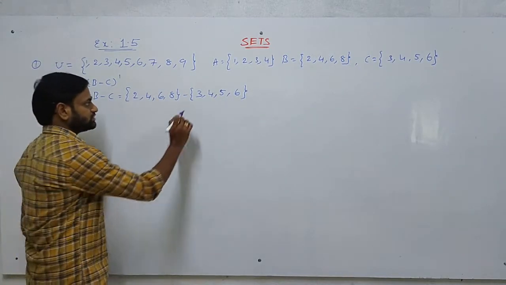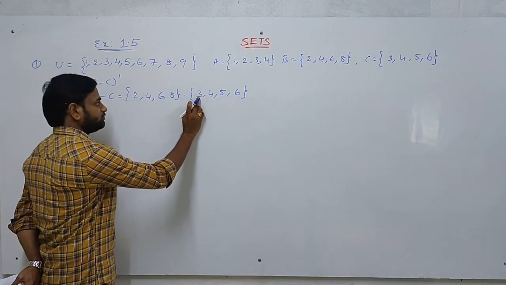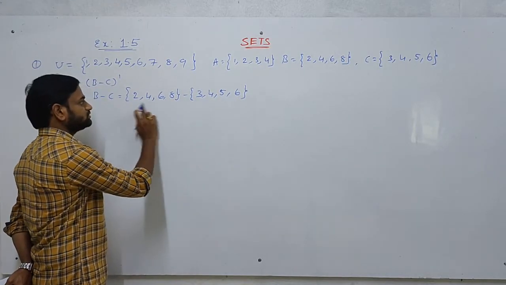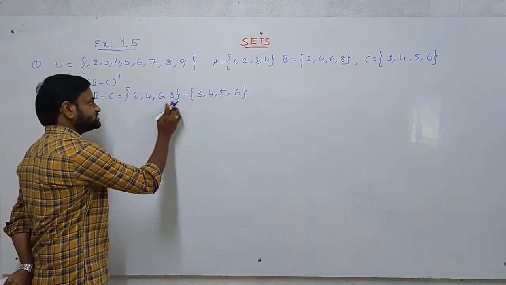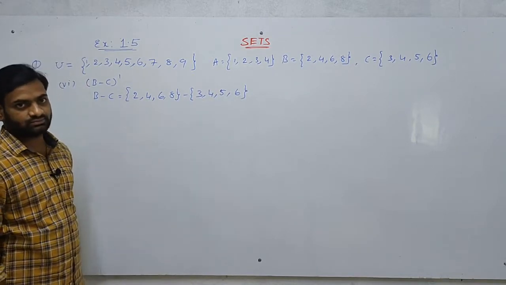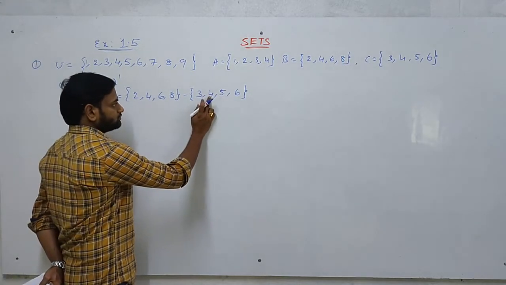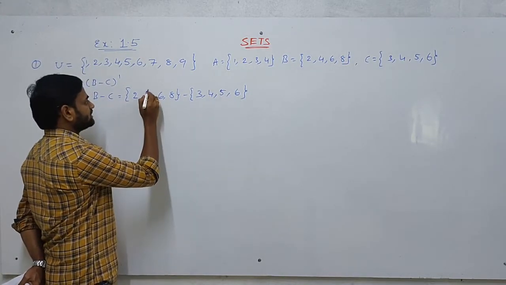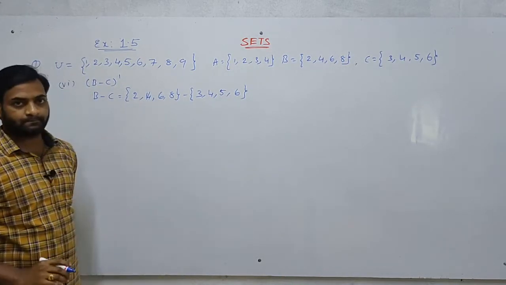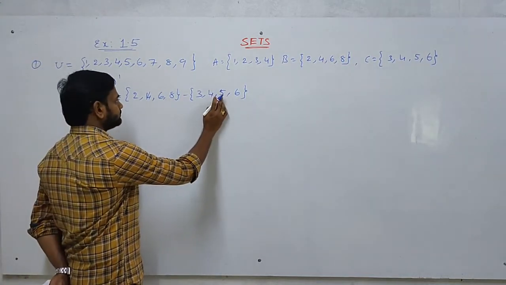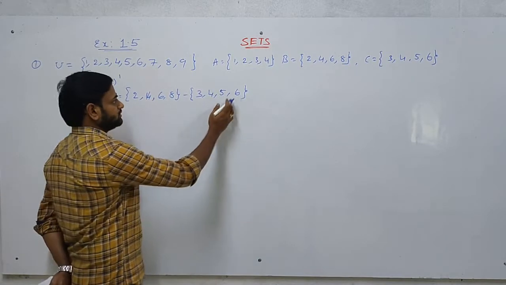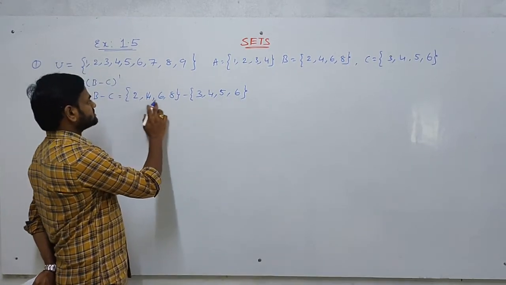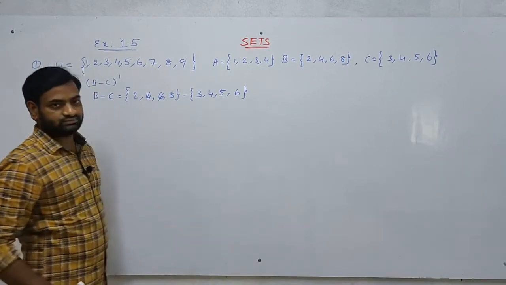See here. First I am taking this element 3. Check once whether this 3 is in this one or not. No. If this 3 is in this one, then cancel. Now 4. Yes, 4 is there. You can cancel it. Next 5. There is no 5 here. Don't cancel. Next 6, is there or not? Yes, 6 is there. Cancel.